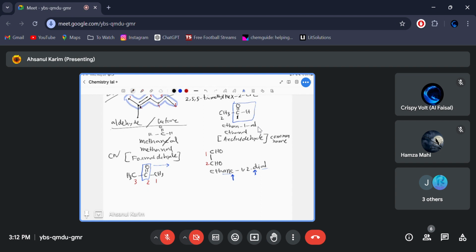Clear? So in that manner, the name will be propane, correct? E will be eliminated, so the name will be propan-2-one. And the common name of this thing, very, very important, is acetone. It is known as acetone. Any confusion here? Propan-2-one.